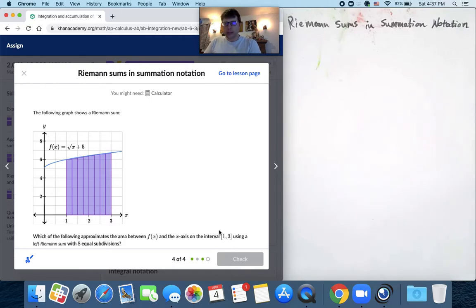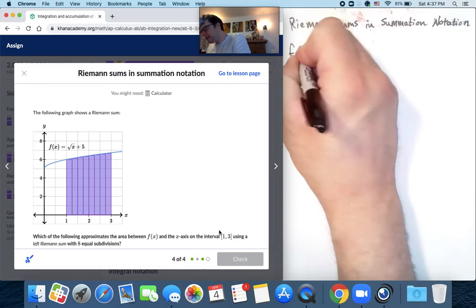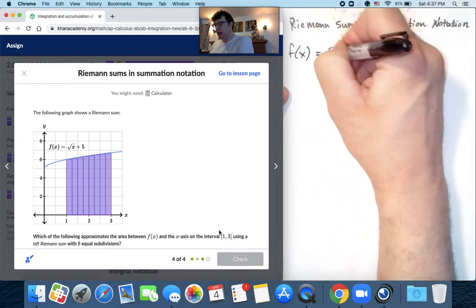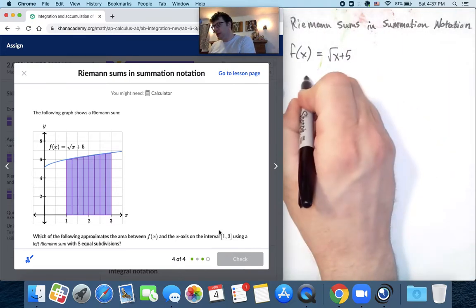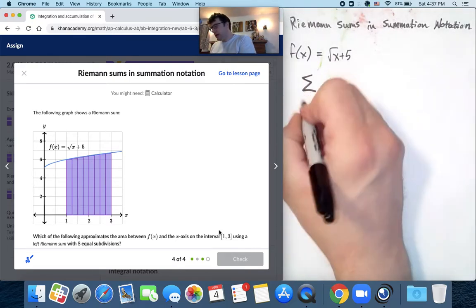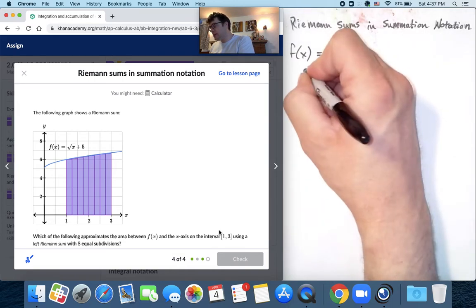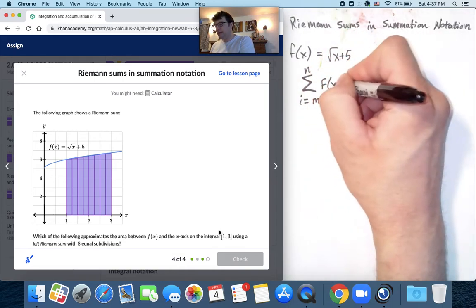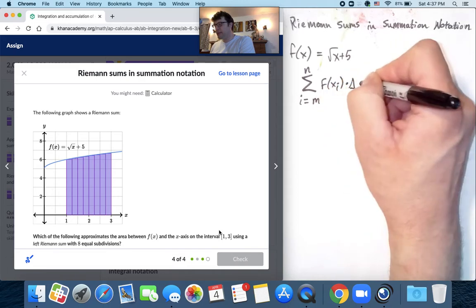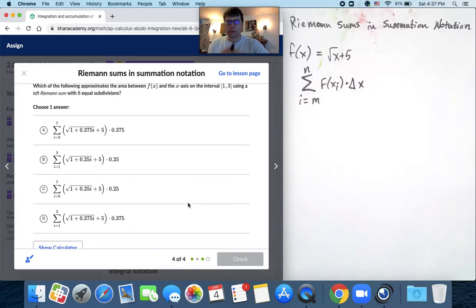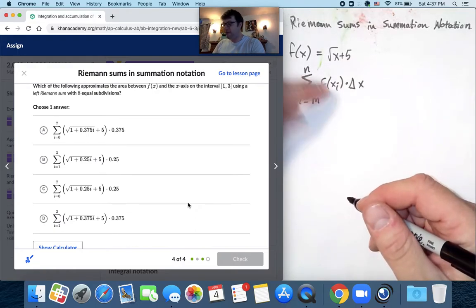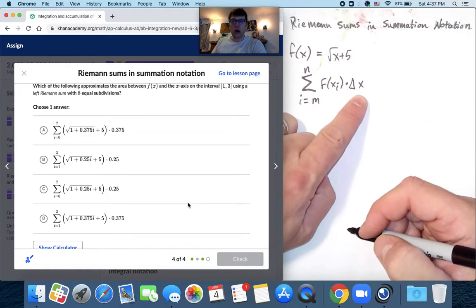Okay, so in this problem, I have a function. I have f of x equals square root of x plus 5. And the notation for a summation uses the sum from the index i equals m to n of f of x sub i times delta x. So in order to answer this question, choose the appropriate thing. We need to be able to fill in m, n, x sub i, f of x sub i, and delta x. And all of that is what's done.